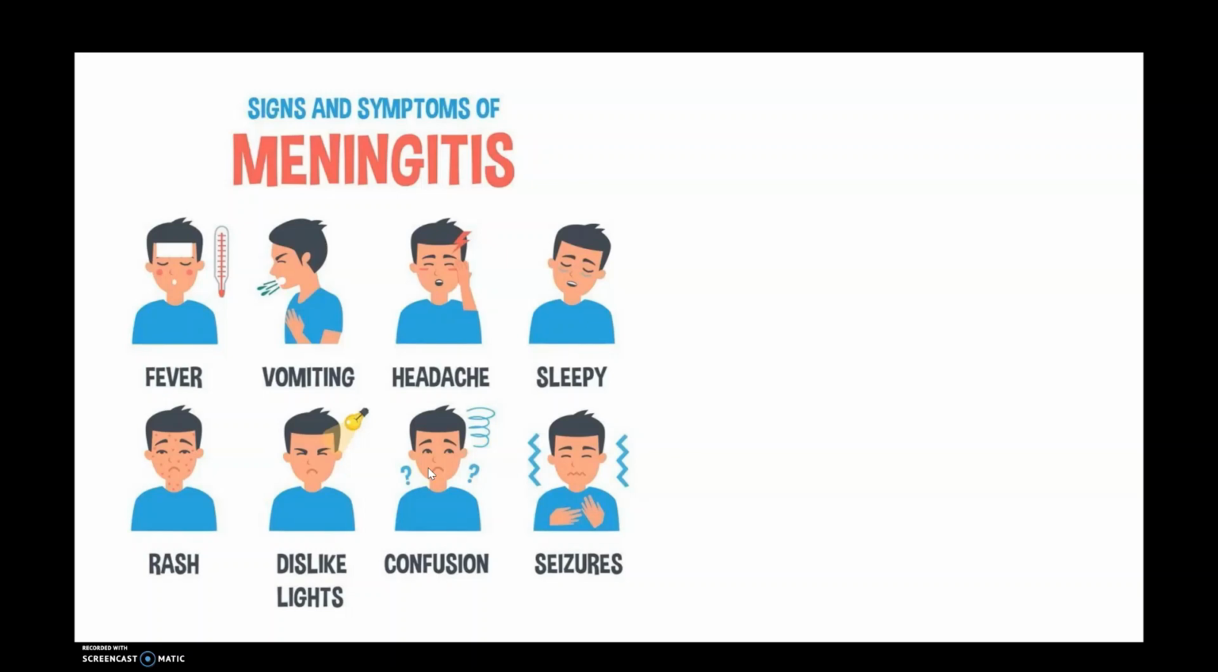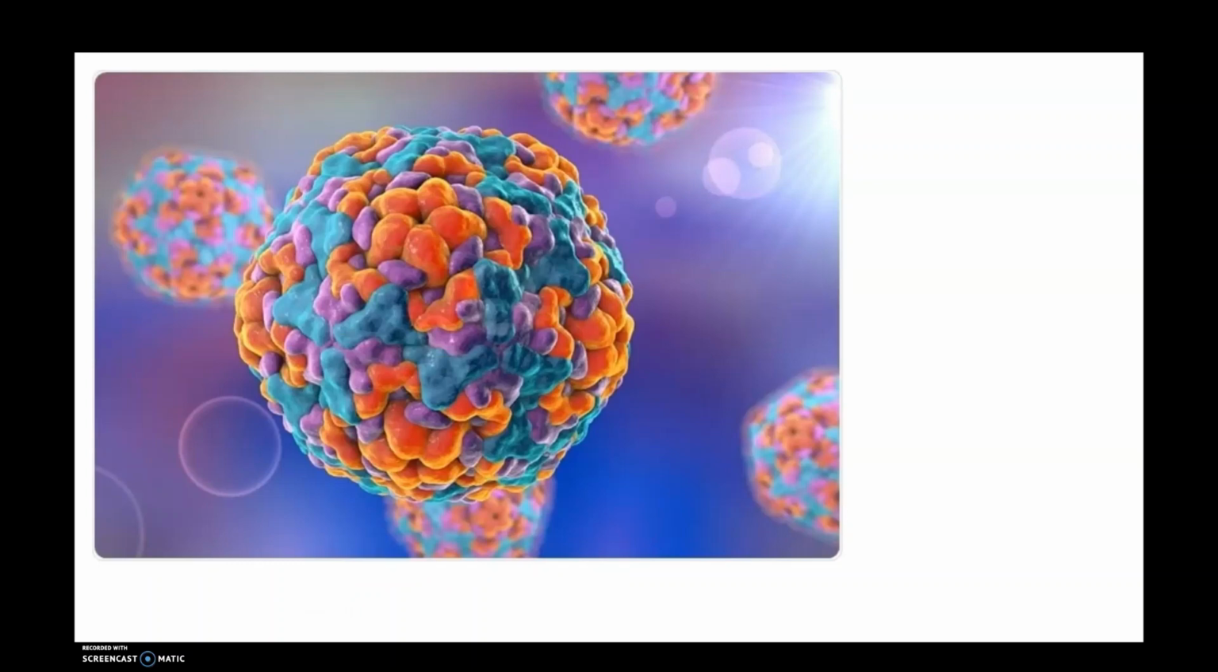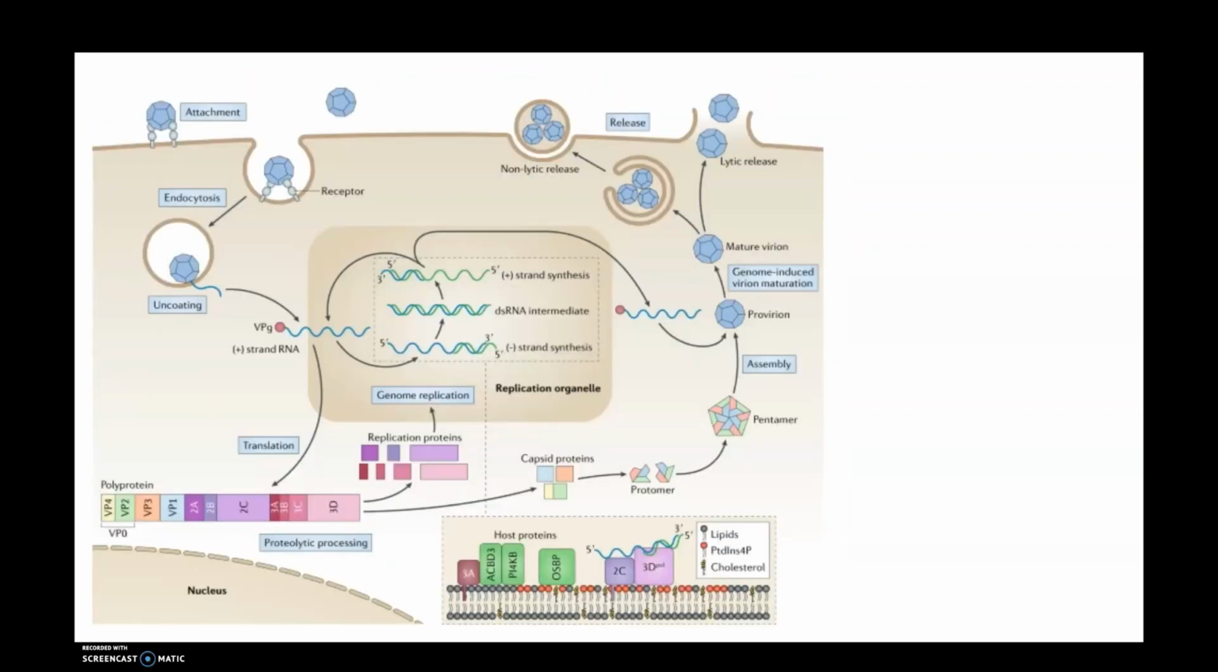And so for viral meningitis, this is specifically caused by viral infections. It can include herpes and mumps, but also enteroviruses, which are the most deadly and most severe of the viruses that cause viral meningitis. And so here is a diagram of non-polio enterovirus entry and replication.